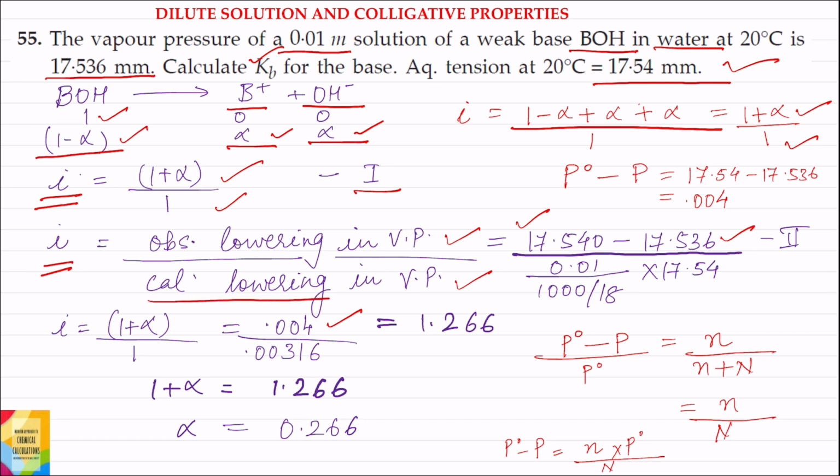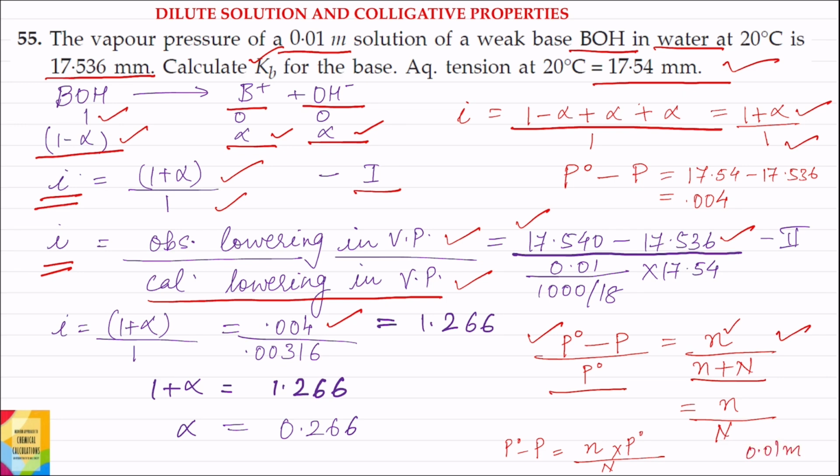Now calculated lowering in vapor pressure. For that we will apply the formula: relative lowering in vapor pressure is equal to mole fraction of solute. Now relative lowering in vapor pressure is vapor pressure of pure solvent minus vapor pressure of solution divided by vapor pressure of pure solvent, and this is equal to mole fraction of solute. Now mole fraction of solute is equal to moles of solute divided by total number of moles. Now the molality of the solution is given as 0.01 m.